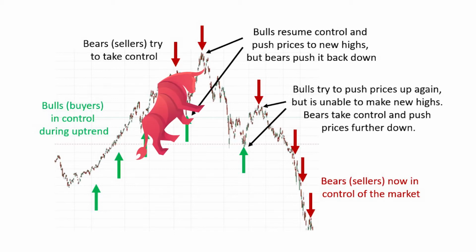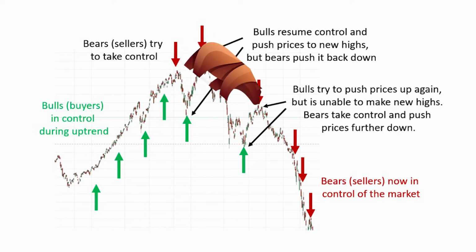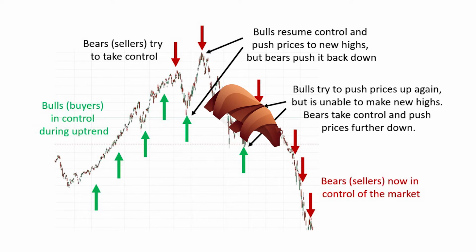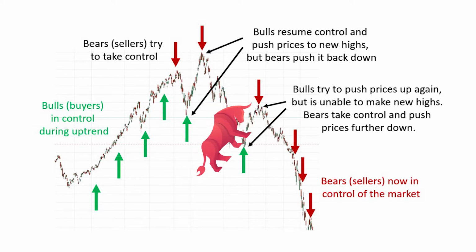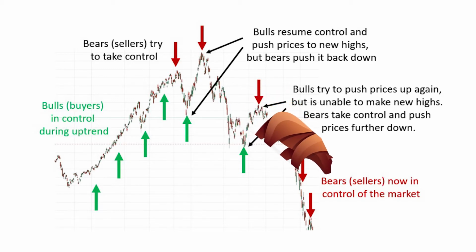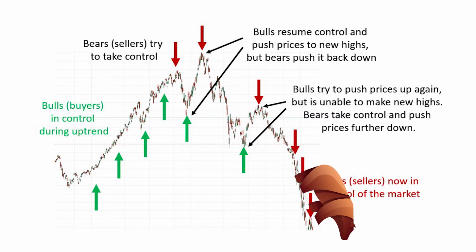The bulls resume control and push prices to new highs, which forms the head of the pattern. Bears try to fight for control again, pushing prices back down to the level of the first push. The bulls try one last time to resume control by pushing prices up, but are unable to make new highs, and this forms the right shoulder of the pattern. Finally, the bears take full control and push prices further down, and the market is in a downtrend.